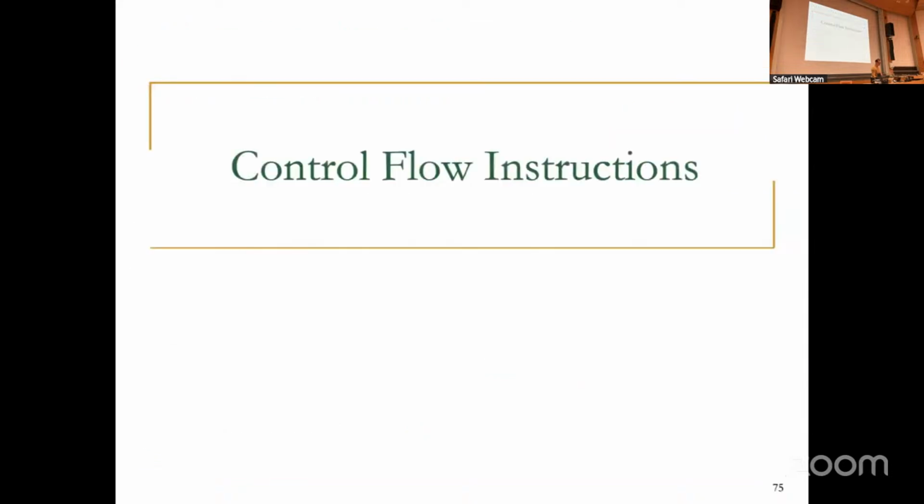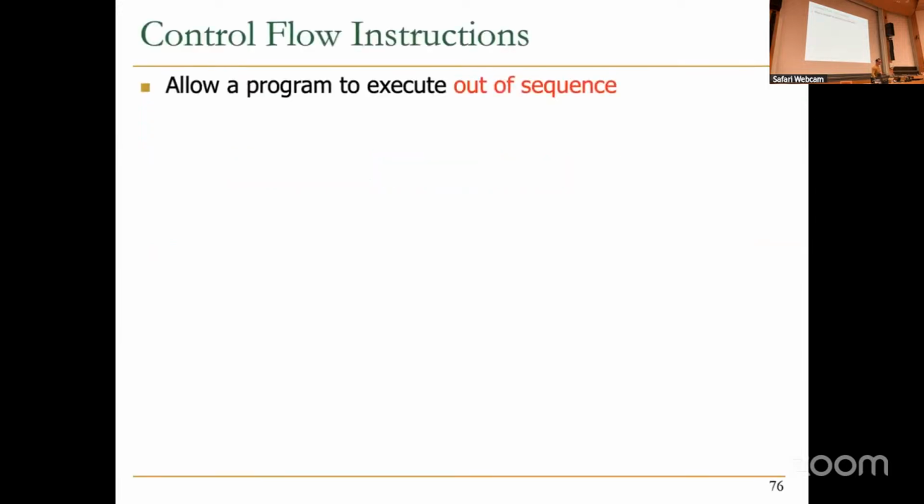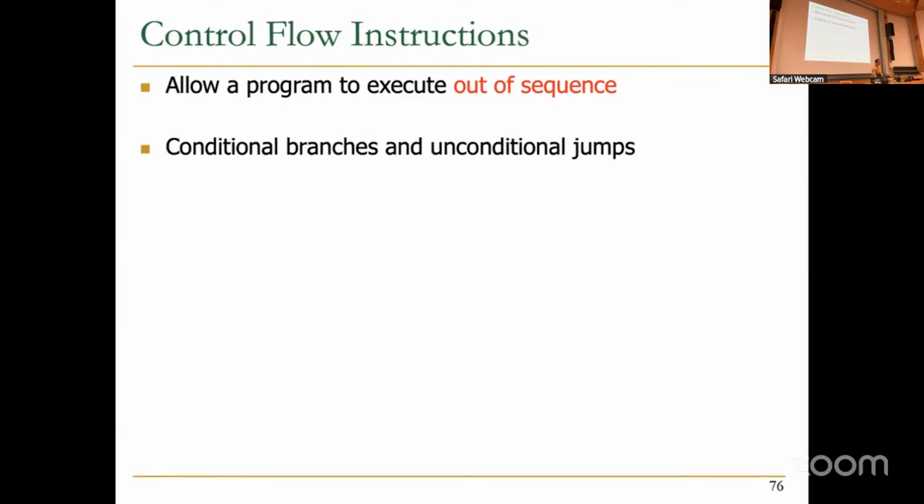Okay, let's jump into jump instructions, control flow instructions. So we're going to treat control flow instructions a little bit more, and hopefully we'll be done with control flow instructions by the end of this lecture. These allow a program to execute out of sequence, and we've already discussed this. They could be unconditional jumps, like what we discussed yesterday. Today, we're going to talk about conditional branches.